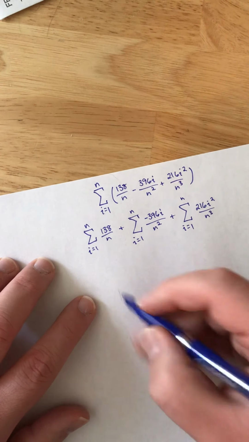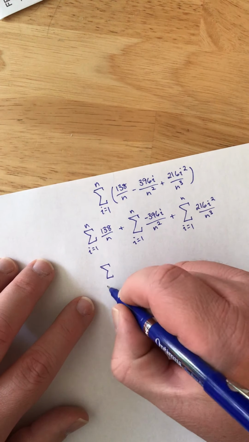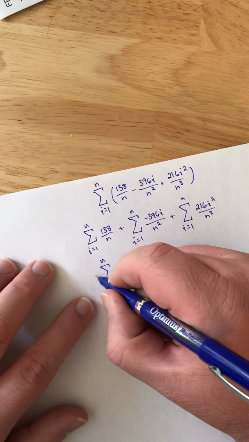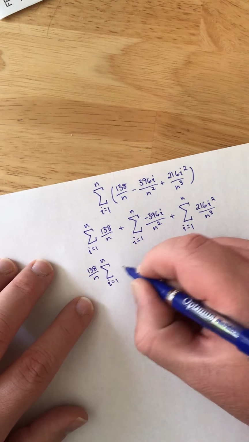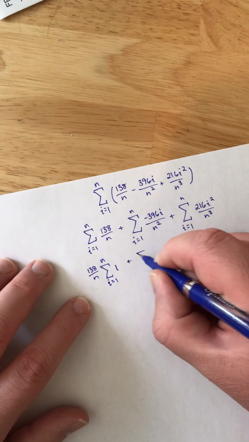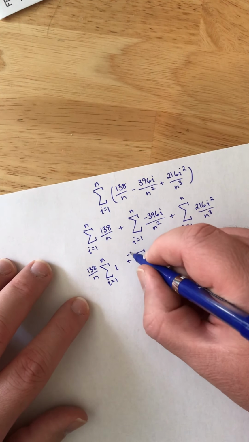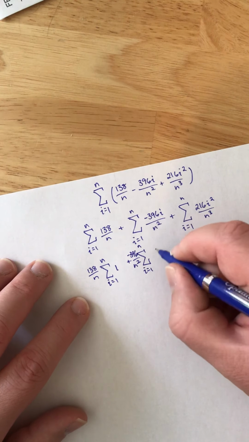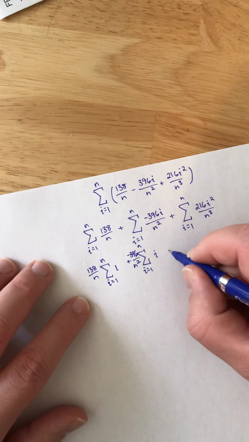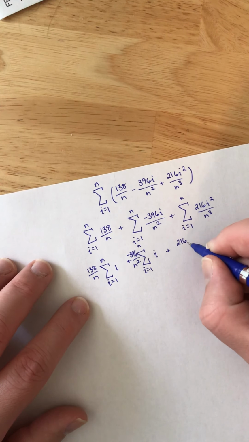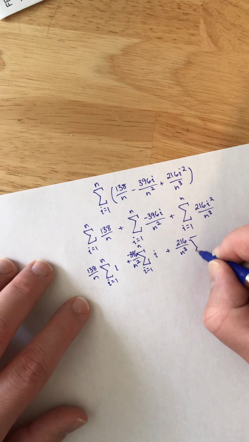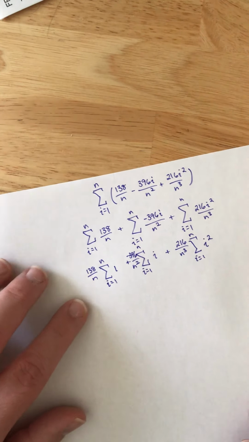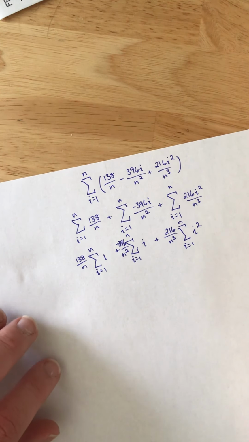Let me repeat again. Anything that's not an i can come out. So everything here in this first term is not an i, so I can pull the whole thing out and just leave a 1. All right, then I'm going to do the next part. Anything that's not an i can come out. So we're going to do negative 396 over n squared. That comes out. And the only thing that's got to stay in is that i. All right, plus 216 over n cubed. Again, only the i has to stay in. That's i squared.